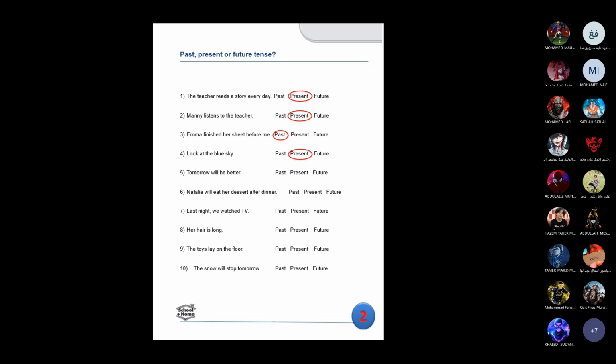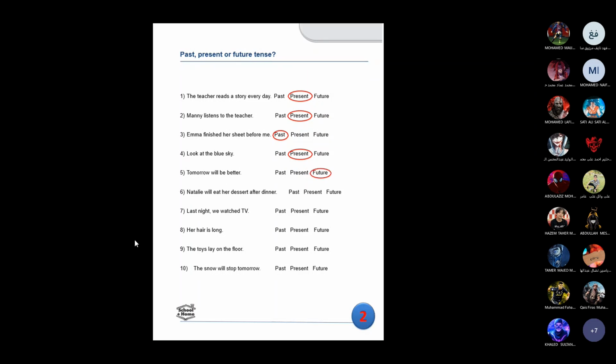So what about tomorrow? When I say tomorrow, that means I will do that. Past means it already happened, done. But I will do it. I didn't do it yet. So this is tomorrow. So that means this is what? Present, future, or past? Future. Yes, very good, Salman. So in number 5, the expression of time is tomorrow, and we have will be, and those refer to the future.